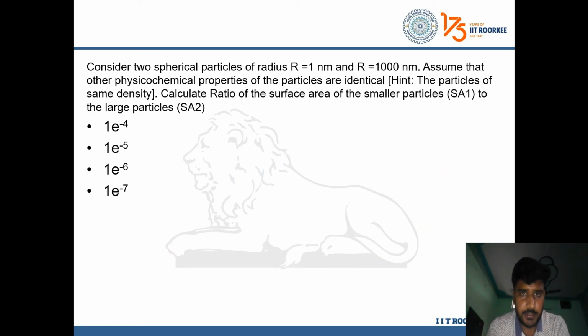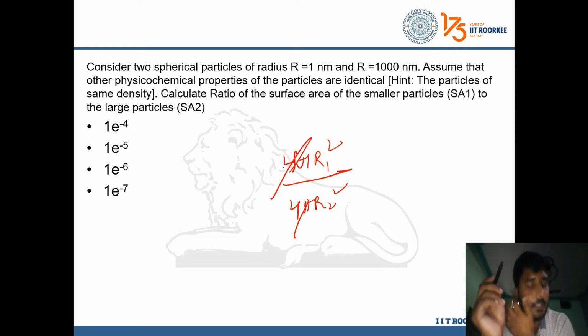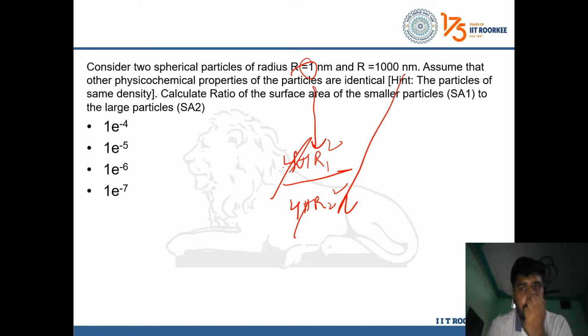The second is similar. You have to consider spherical particles of different radius and calculate the ratio of surface area. You have to calculate just 4 pi r1 square divided by 4 pi r2 square. The terms will be cancelled out. Just put these values here and here, and you can easily calculate the ratio.